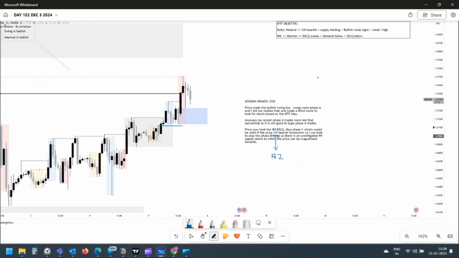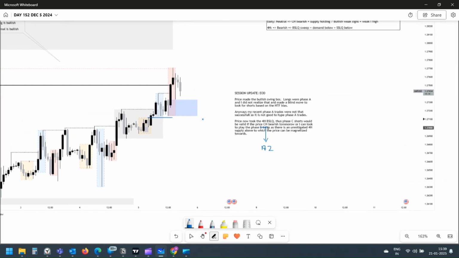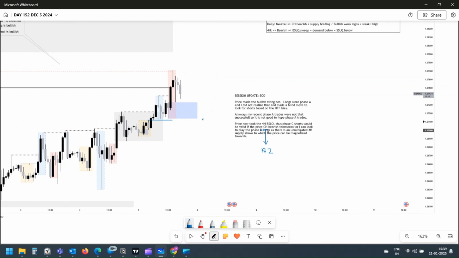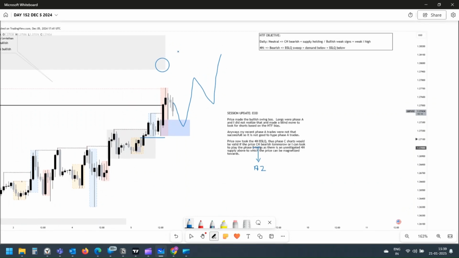So what I can do is just let it go, and probably I can look for longs some other day. So now phase A2 longs are high probability because there is an unmitigated higher time frame supply above. So I can look for the price to mitigate this demand and then keep pushing up till the price takes out this supply. If the price mitigates this supply, then phase D shorts would be high probability if the price CHoCHs bearish. So until then I can play phase A2. If the price mitigates the 4-hour supply, then I'll be playing phase A2 shorts. So that's the plan for tomorrow, but today there are no trades.